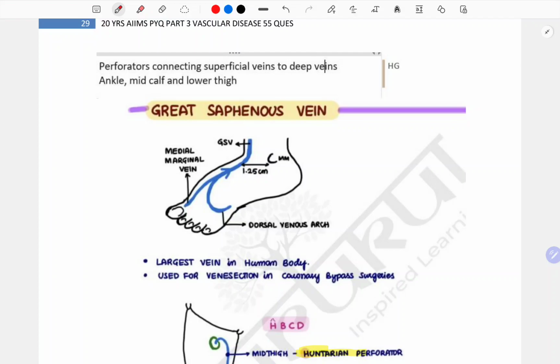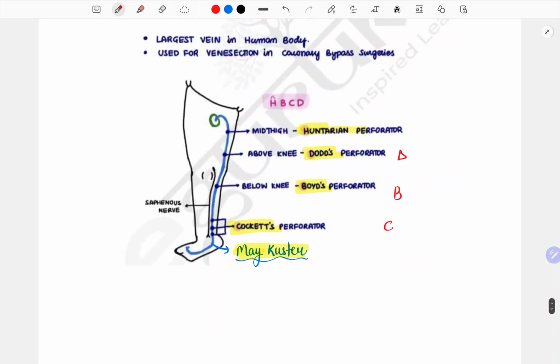Okay, now the next topic is about perforators. These are topics which are quite frequently asked from the venous section, specifically the varicose vein. Now they have changed the type of questions. Earlier they used to ask about the tests. Nowadays they don't, so I'll quickly explain the perforators.